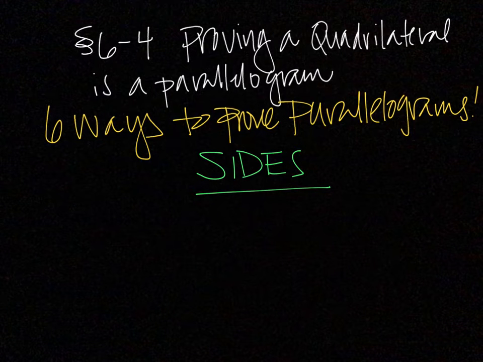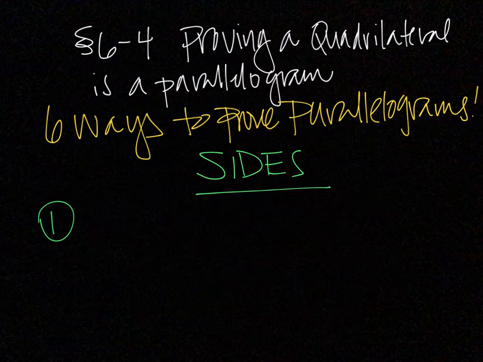Okay, so this section is how we're going to prove that a quadrilateral is a parallelogram. And so we have 6 different ways that we can do this. We're going to do this video just talking about if we're looking only at the sides of a quadrilateral, how can we determine whether or not it's a parallelogram? The first way is really kind of obvious.